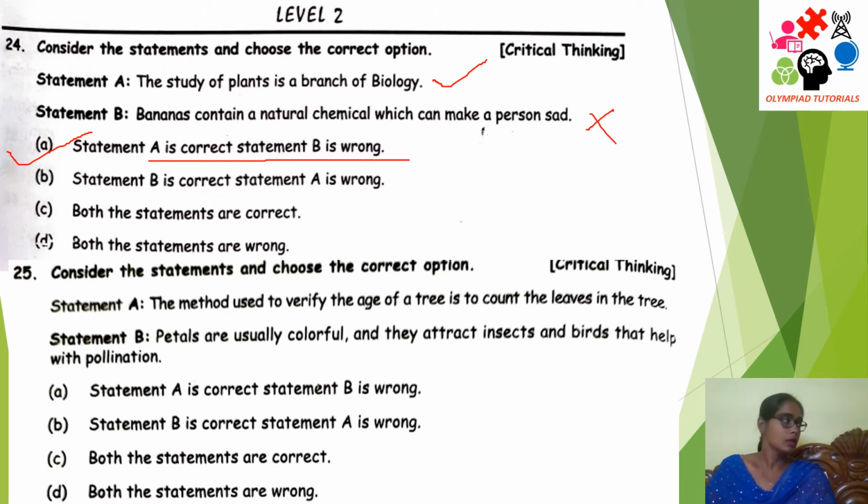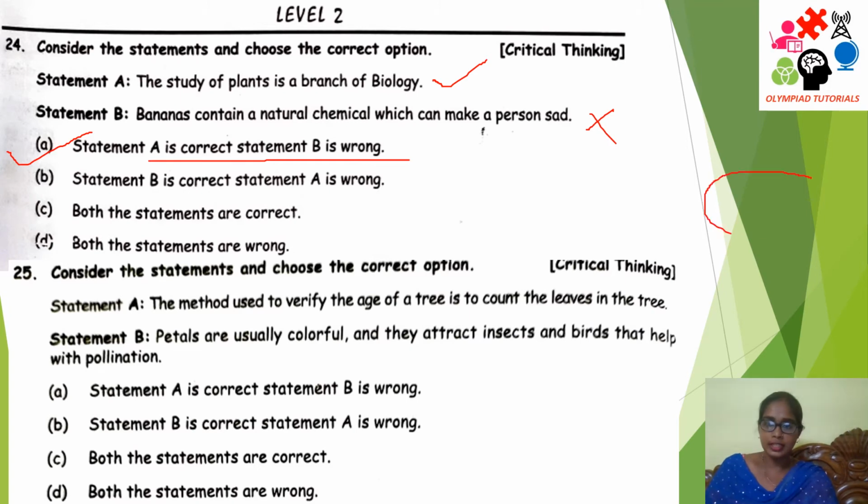Question number 25. Consider the statements and choose the correct option. Statement A: the method used to verify the age of the tree is to count the leaves in the tree. And statement B: petals are usually colorful and attract insects and birds that help with pollination. So if we look at both the statements, first we will check statement A. The method used to verify the age of the tree is to count the leaves on the trees. So this is not the way of counting the age.